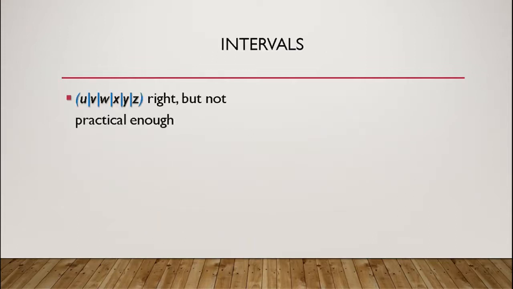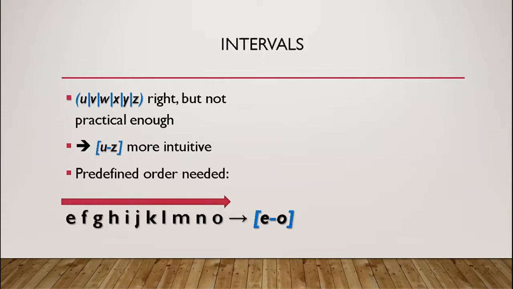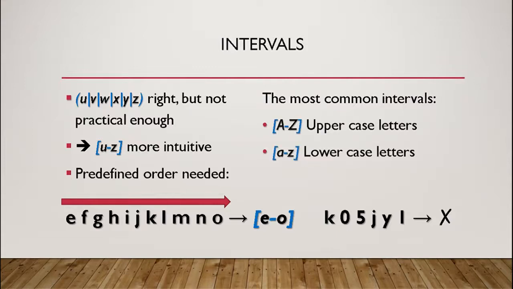Now, you should try not to get too large parentheses, because this could be annoying. Instead, you can pack them in a simple interval using only the initial and final characters. But warning, there must be a predefined order. A chunk of the alphabet may work, but with random sets, that's not possible. These are the most common intervals: uppercase letters, lowercase letters, and digit numbers.